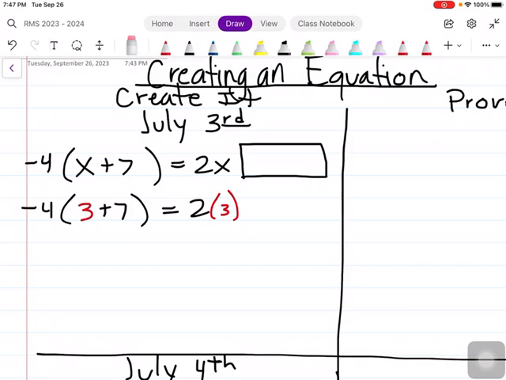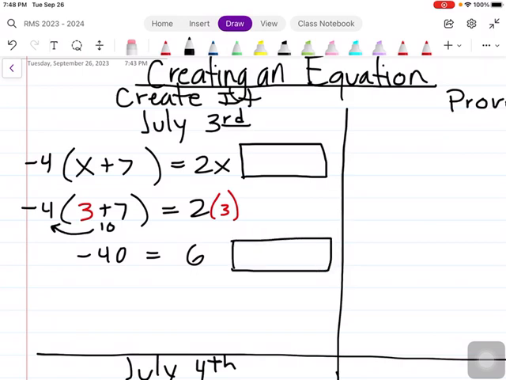Once I have 3 plugged in for x, I'm going to work it all out to see what I have so far. So I know that 3 + 7 is 10. And this is 10 times a -4, which would give me -40. And then 2 times 3 is 6. So basically we have -40 is equal to 6, and because I know it's not, I need to put something in this box to make it equal.